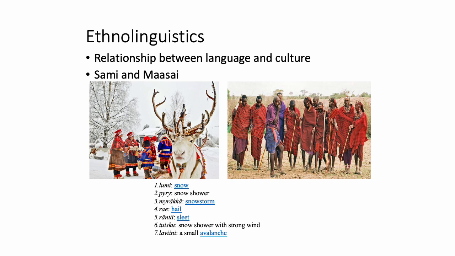And these are just a few samples. With the Maasai, cattle are very important to their culture, and they have over 200 words that are related to cattle.